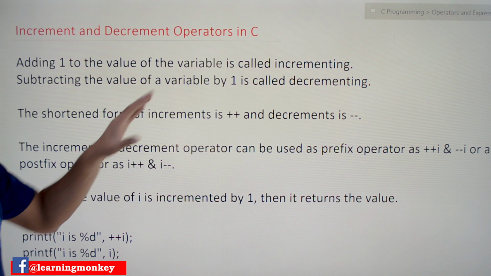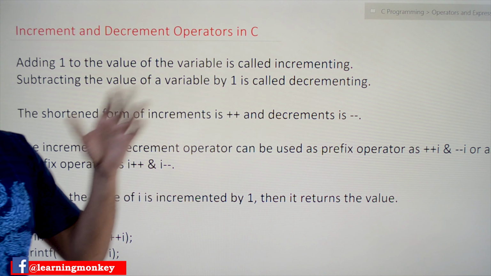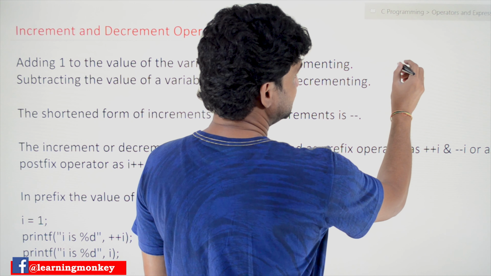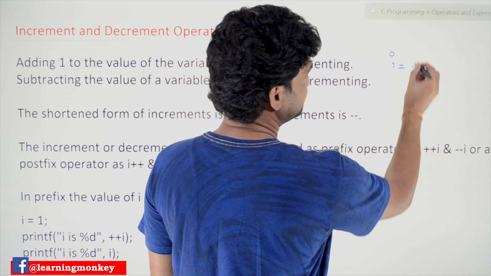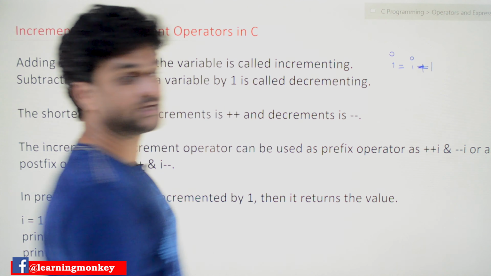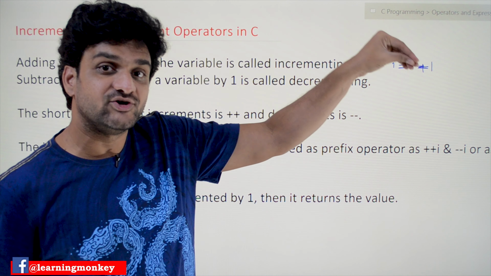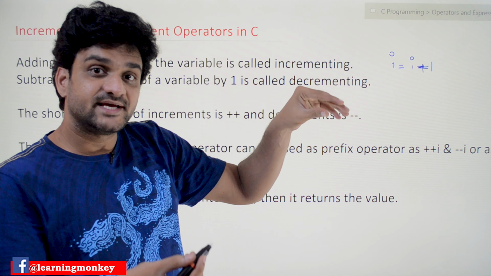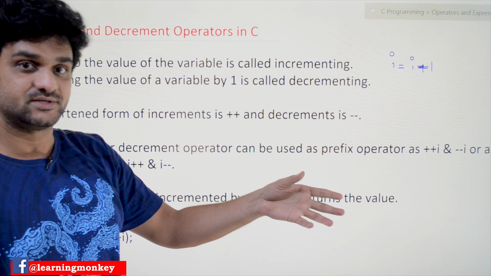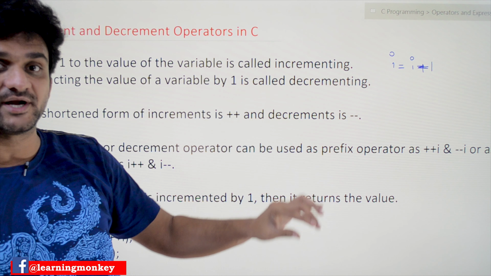This concept is already there in the compound assignment operators, as we have seen: I is equal to I plus 1. This is a compound assignment operator. The old value of I is used to create the new value of I. This is what we have discussed in the compound assignment operator.